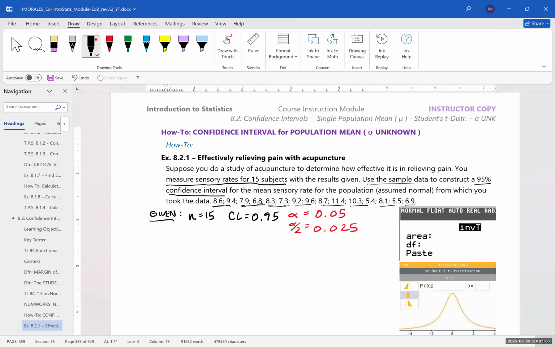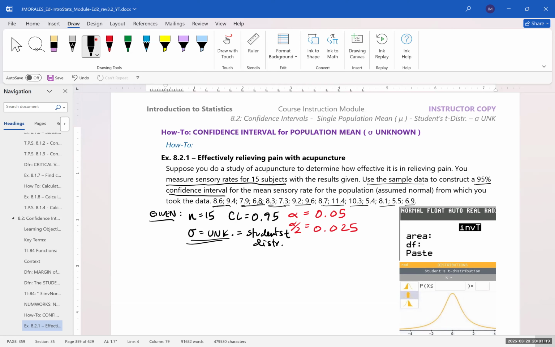All right, let's see what else we got. Use the sample data to construct a 95% confidence interval for the mean sensory rate for the population, assumed normal, from which you took the data. And that's all we got. So notice something that's missing: the population standard deviation is unknown. We have no idea what that is. In the previous section, we were told to assume it's this, or it was found out earlier to be that. But now it's unknown. We don't know what it is. So this is telling us that we need to use the student's t distribution now.